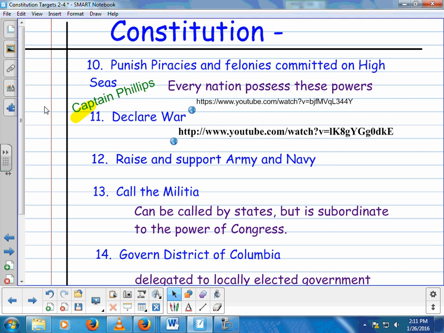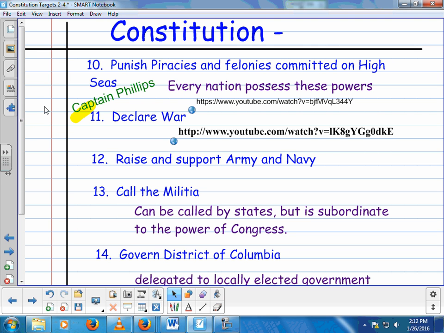Since then, as kind of an update, we also have the Air Force, the Coast Guard, and the Marines, I forgot those. Those have been raised under this particular part of the Constitution. It permits the Congress to raise and support the military.